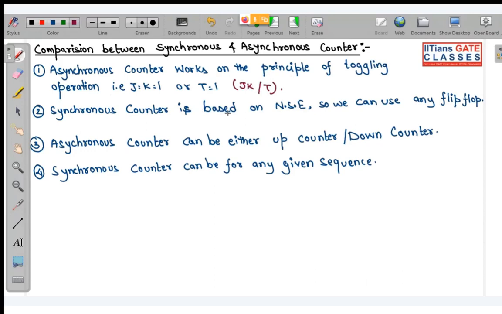Whereas your synchronous counter is based on the principle of the next state equation. So you can use any flip flop for the construction of a synchronous counter. You can use D flip flop, T flip flop, SR flip flop, JK flip flop, whichever flip flop you have, you can use it.